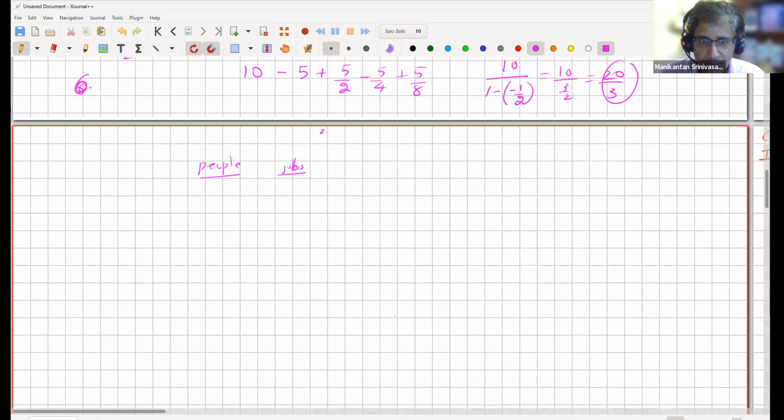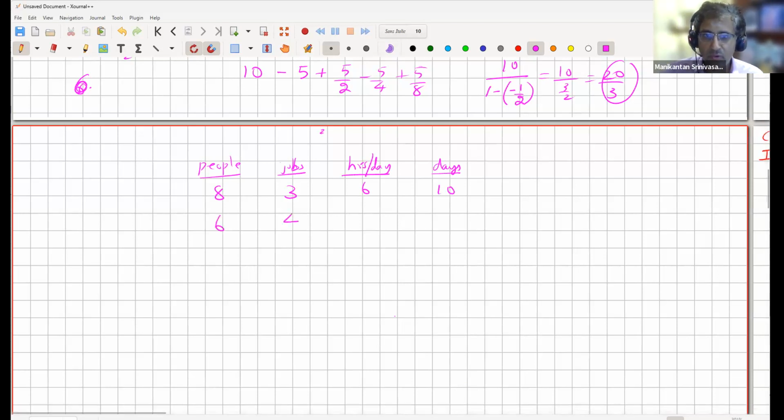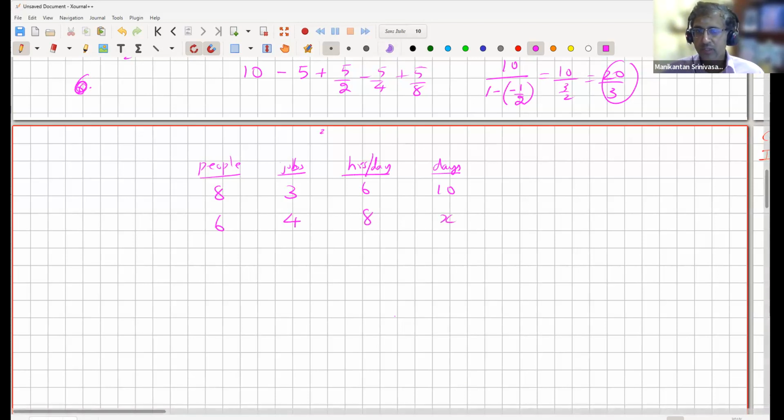So let's say 8 people can do 3 jobs, and they are putting effort for 6 hours per day, and then they are able to complete the job in 10 days. Then the question can be: 6 people doing 4 jobs, working 8 hours per day, can do it in how many days? So we can still do it, but we can learn the trick of doing it in one shot.